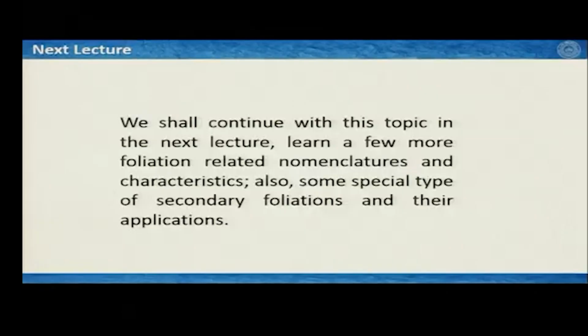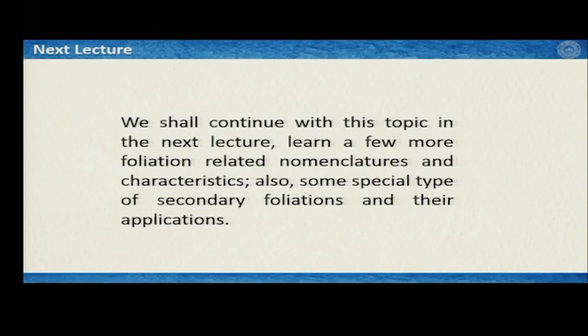So, with this I conclude this lecture. In the next lecture we shall continue with this topic of foliation, and we will mostly discuss the secondary foliations. We will learn some nomenclatures and also some special types of secondary foliations and their applications.